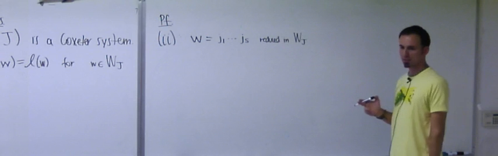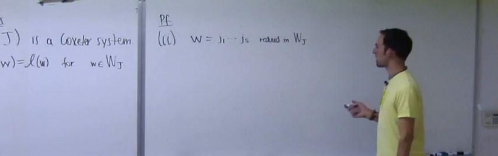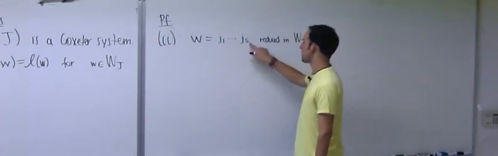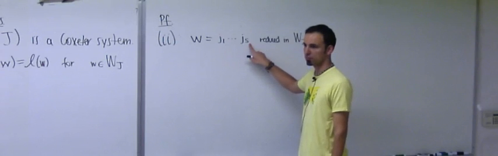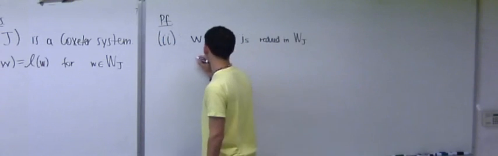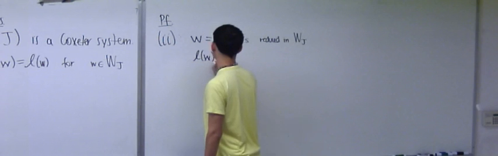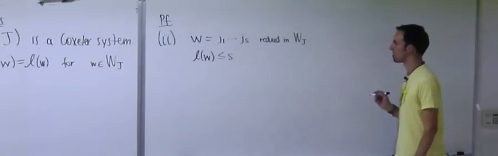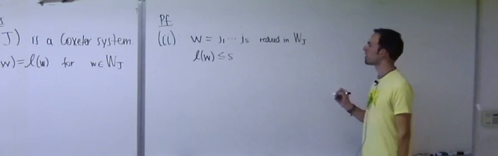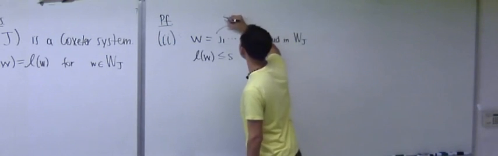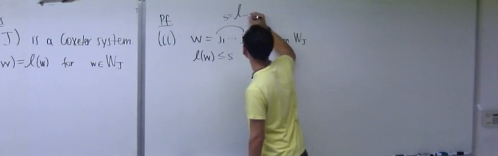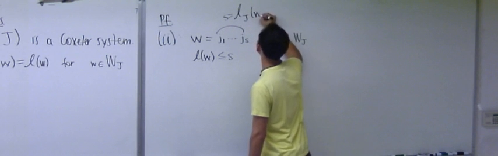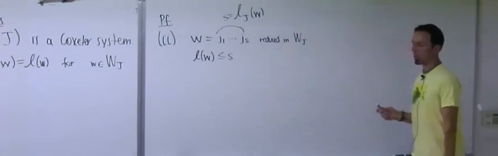Then what can I say? I can say that immediately this is a word of length s in W. And that means that the length of W is at most s. Okay? So here s is the length in Wj. How can I show that it's not smaller?